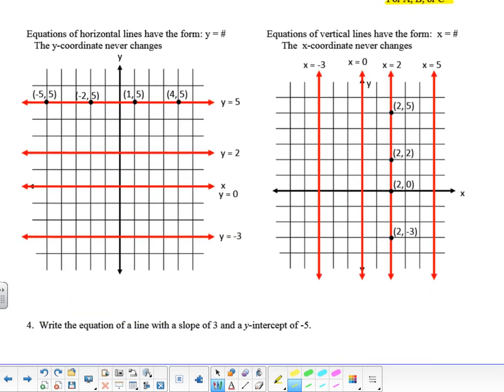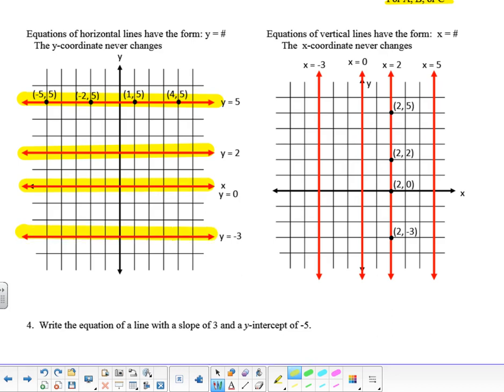All right, couple special cases. When you have a horizontal line, that is y equals a number, and you can see from this diagram here that the reason it's y equals is every point on there, y equals 5. Every point on there, y equals 2. Every point on here, y equals 0.